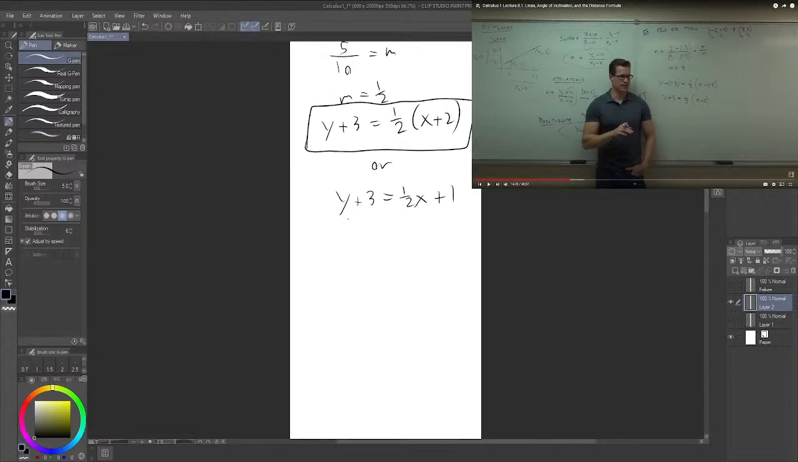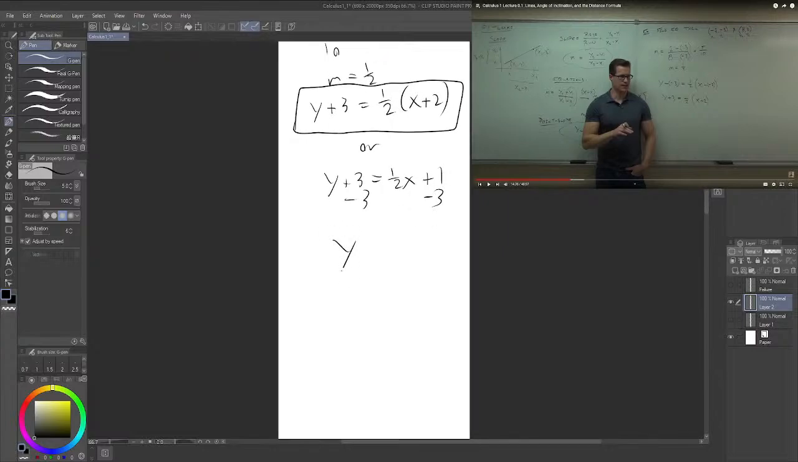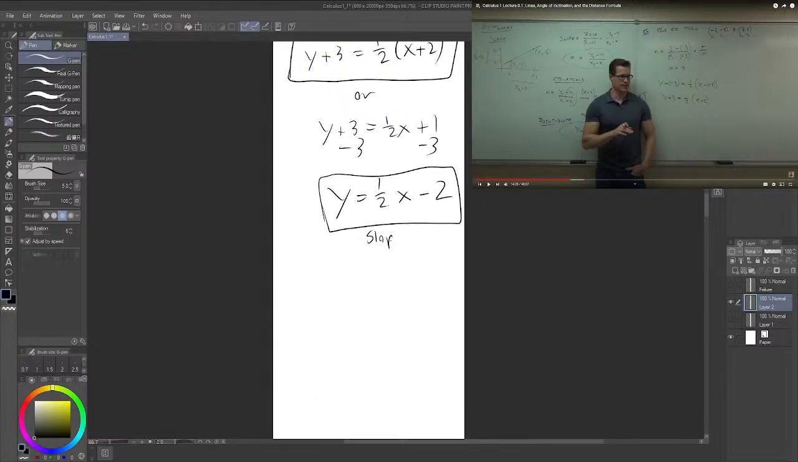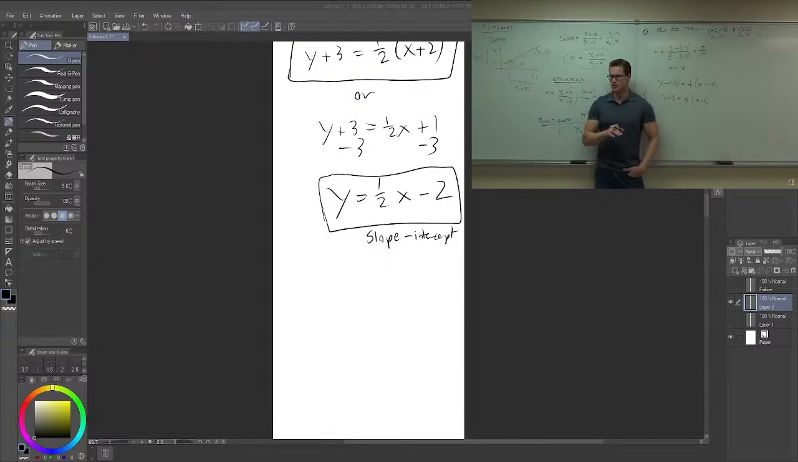Plus 1, minus 3 on both sides. Y equals half x minus 2. And that's slope intercept. Like that. Is there a way we could make it easier?